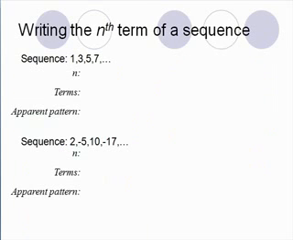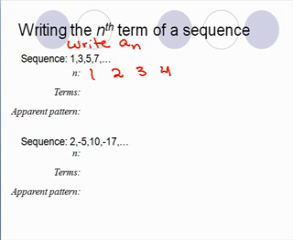So what happens if we're given a sequence, but we're not given the general term a sub n? So we want to write the general a sub n. Start off by looking at what terms you're given. Well, I'm given terms 1, 2, 3, and 4.